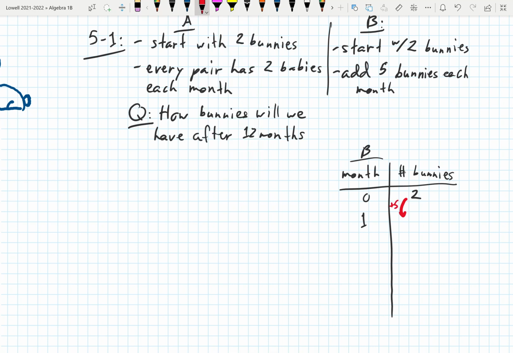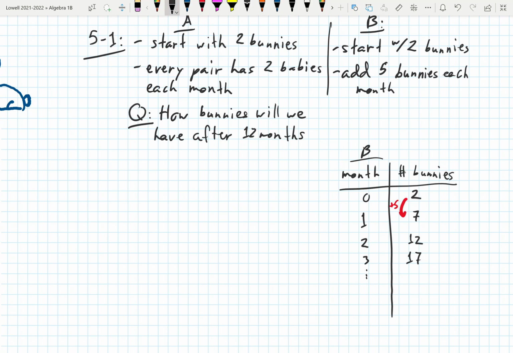Plus 5 there, and we're going to end up with 7. And then we'll go on to 12, and then 17, and so on and so forth. This is not too crazy. We actually know how to create the equation for this, so I don't need to follow this table all the way through to get to 12 months.